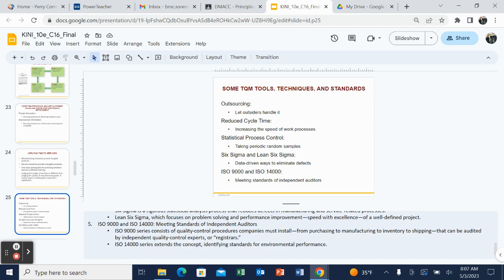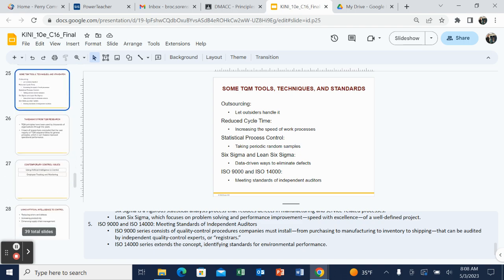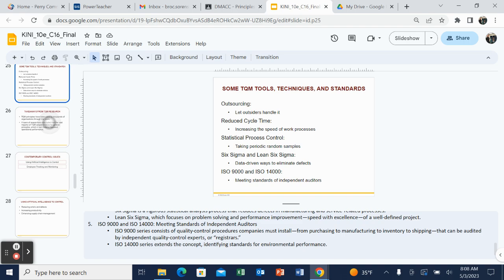And then we have ISO 9000 and then ISO 14000, so meeting standards of independent auditors. So ISO 9000 series consists of quality control procedures companies must install from purchasing to manufacturing to inventory to shipping. That can be audited by independent quality control experts or registrars. And then ISO 14000 series extends the concept identifying standards for environmental performance. So these are tools, techniques, and standards that managers, businesses can use within their organization to achieve total quality management.